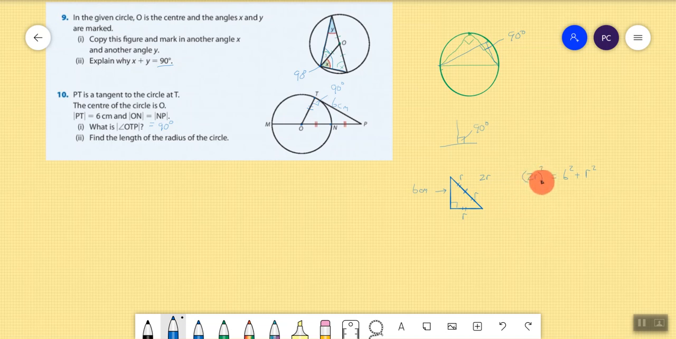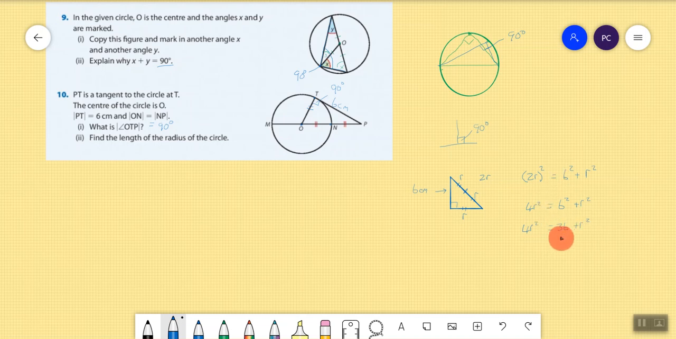So let's try and work this out then. 2R squared is 2R multiplied by 2R, which will just be 4R squared, is equal to 6 squared plus R squared. 6 by 6 is equal to 36. So 4R squared is equal to 36 plus R squared.